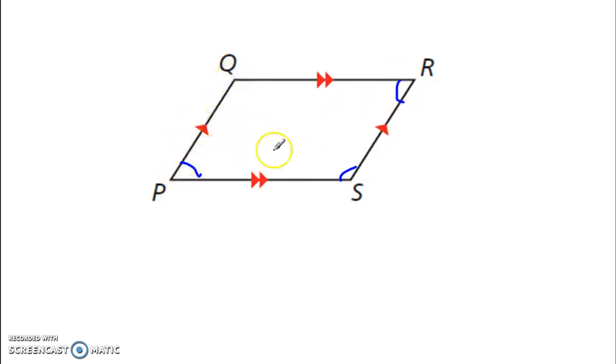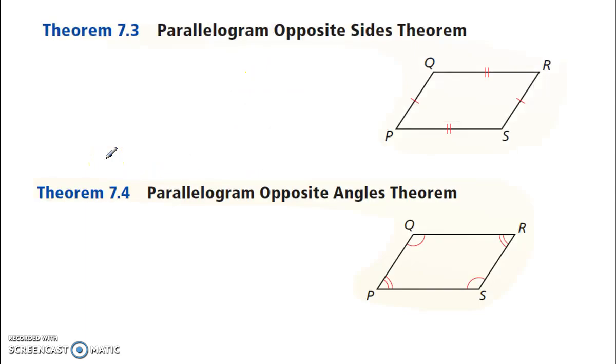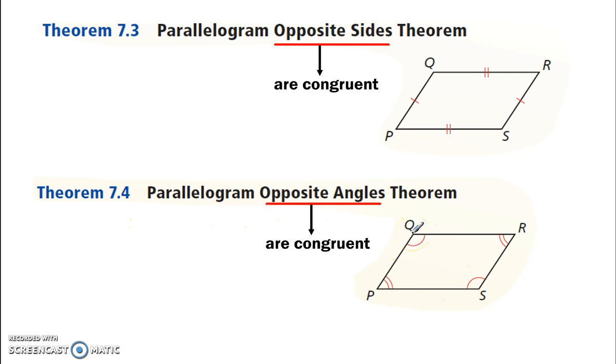If I know that this is parallel to this, well then this line right here, if it's parallel to that one, would have to be the same length, okay? So, few things. Theorem 7.3 tells me that opposite sides in a parallelogram are congruent. And Theorem 7.4, opposite angles are also congruent.